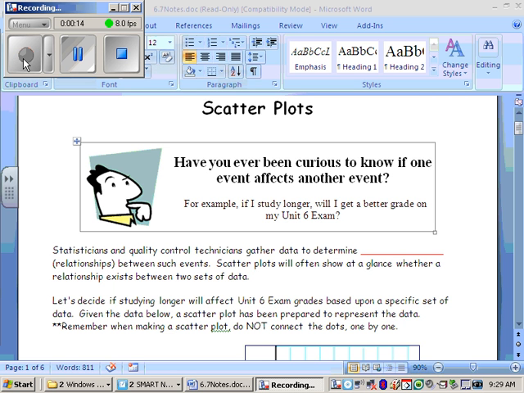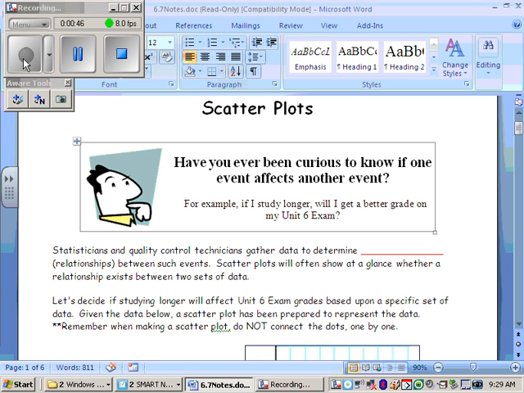Scatter plots. If you look at this box, it says, have you ever been curious to know if one event affects another event? For example, if I study longer, will I get a better grade on my Unit 6 exam? Well, what do you think? It seems logical that if you study longer, you will get a better grade on an exam. But is that always true? Not necessarily. So a scatter plot helps tell you a relationship between two things.